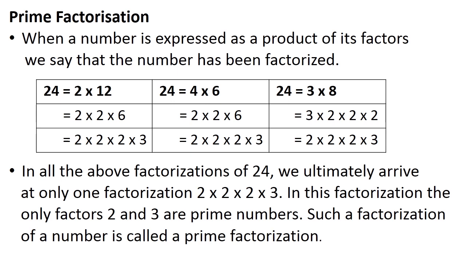24 is equal to 3 multiplied by 8, is equal to 3 multiplied by, in place of 8 you will write 2 multiplied by 2 multiplied by 2, is equal to 2 multiplied by 2 multiplied by 2 multiplied by 3. In all the above factorizations of 24, we ultimately arrive at only one factorization, 2 multiplied by 2 multiplied by 2 multiplied by 3. In this factorization, the only factors 2 and 3 are prime numbers. Such a factorization of a number is called a prime factorization.